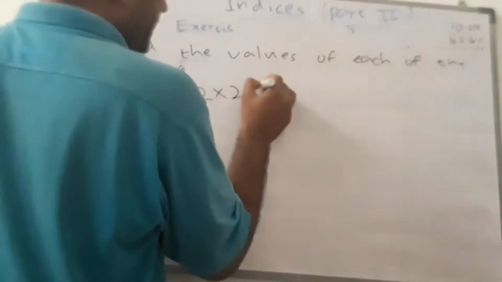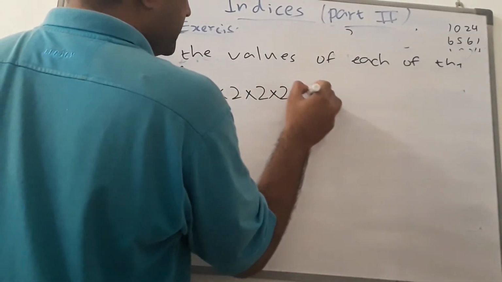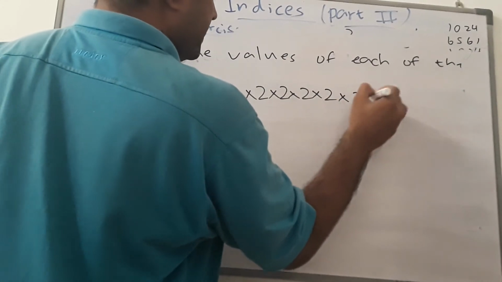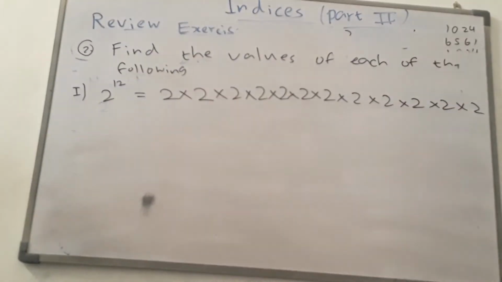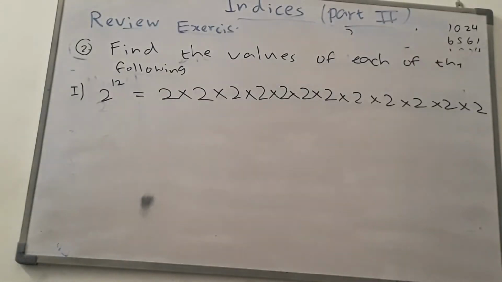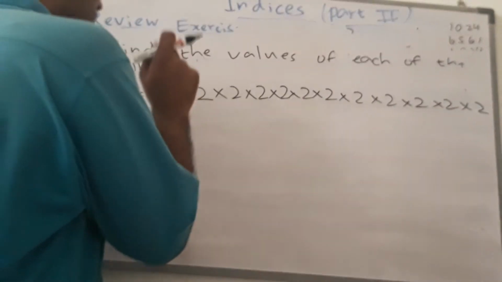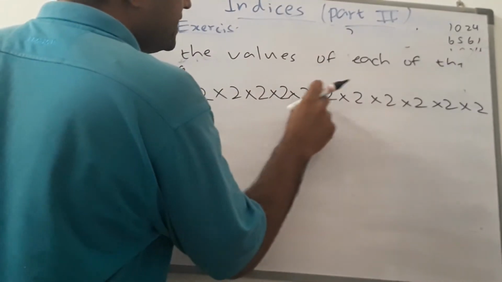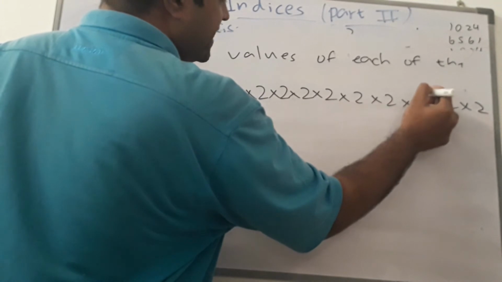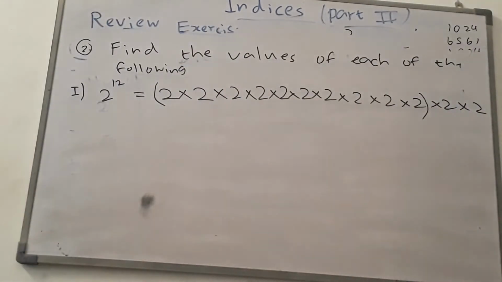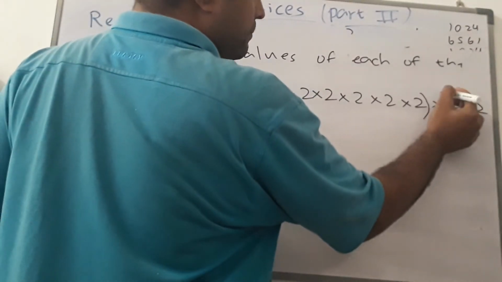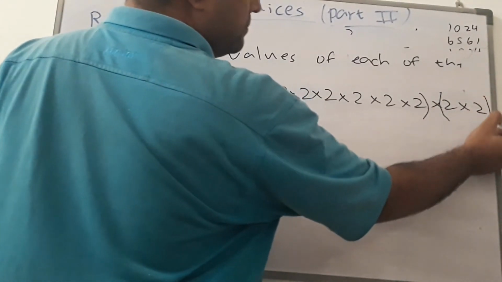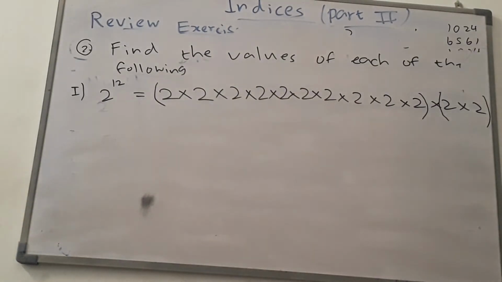1, 2, 3, 4, 5, 6, 7, 8, 9, 10, 11 and 12. I am going to break it into 2 to the power 10 and 2 to the power 2. After the bracket, 1, 2, 3, 4, 5, 6, 7, 8, 9, 10. After the tenth 2 I am going to close the bracket. Then there is a multiplication sign. After that I am again opening the bracket and closing it.